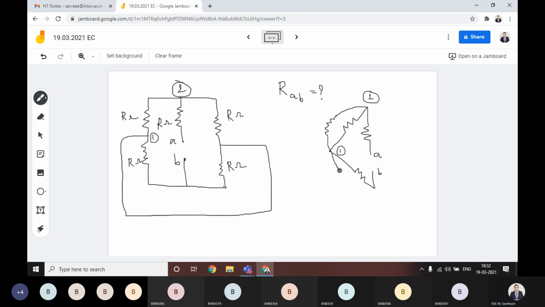And here another resistor is connected. All the values are R only. This resistor and this resistor, both the resistors are similar. If you flip this one to this side directly, this is the equivalent circuit. If you represent it in another way, this is the circuit.